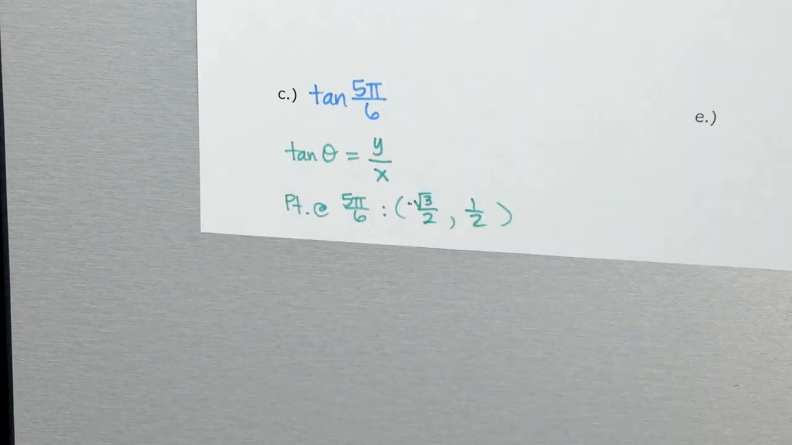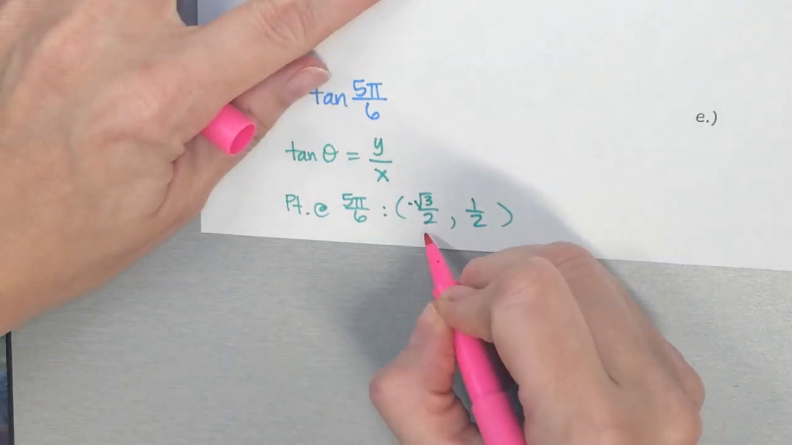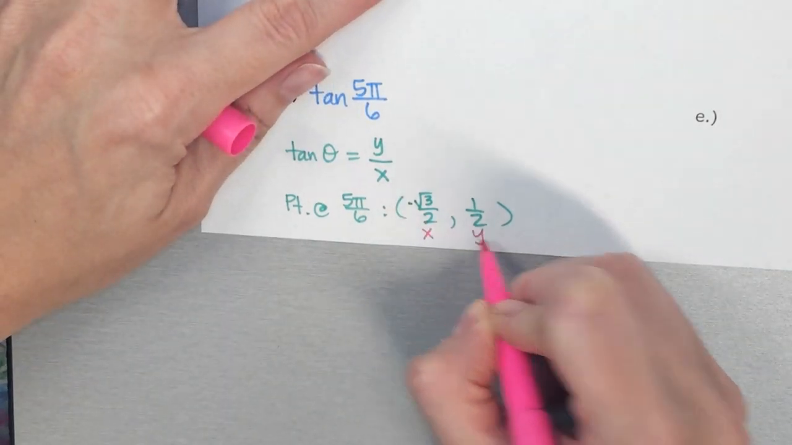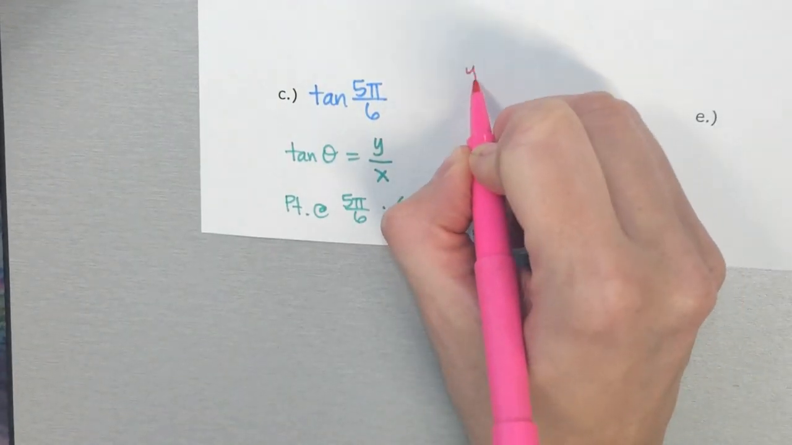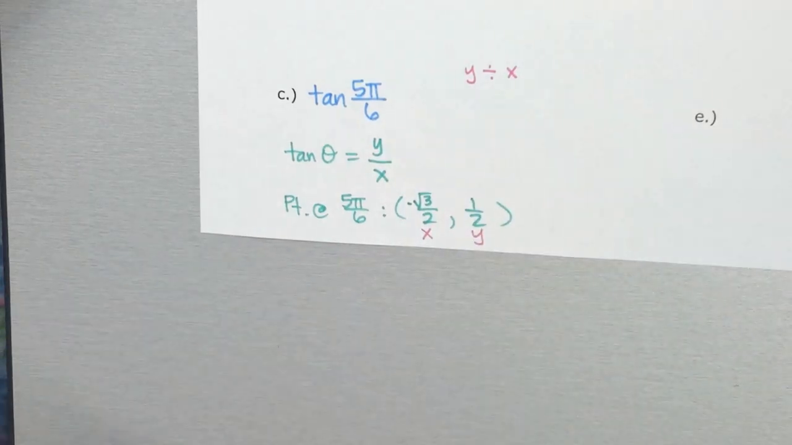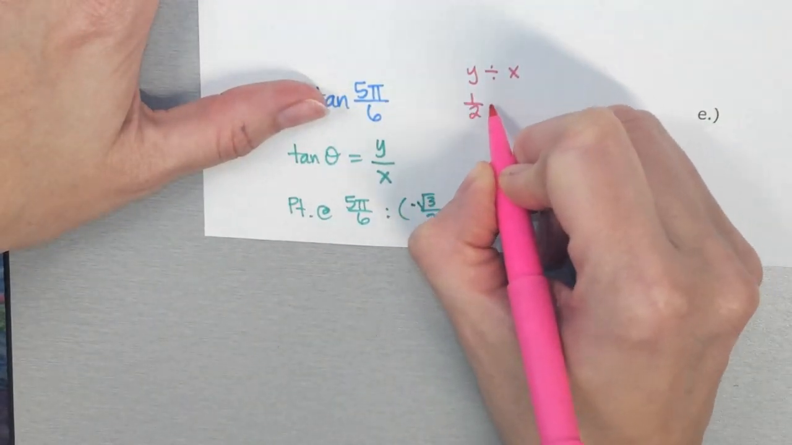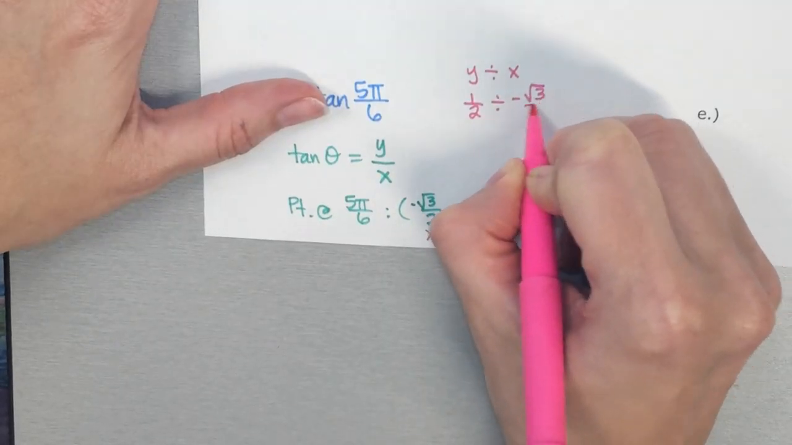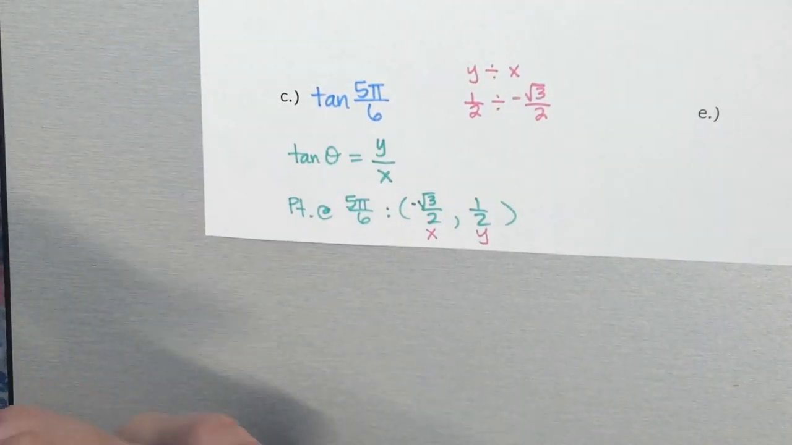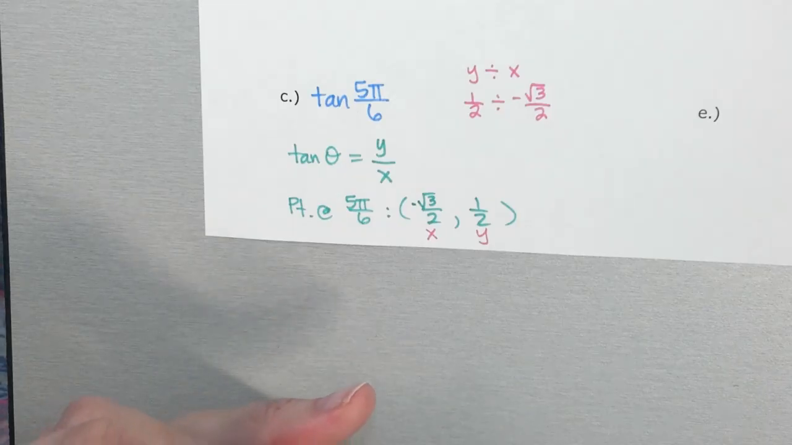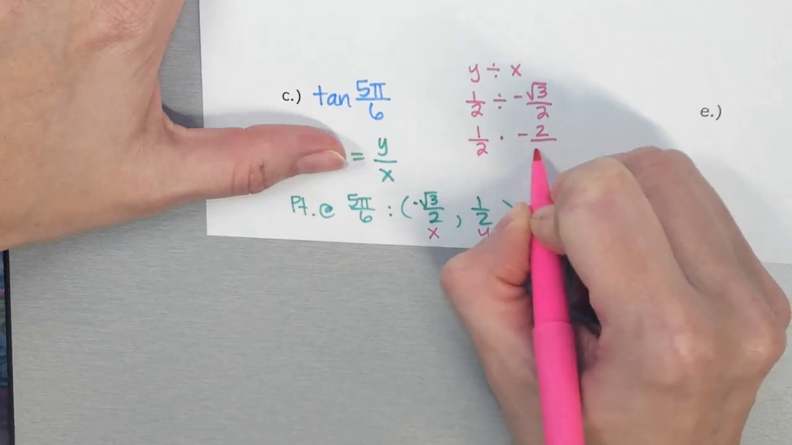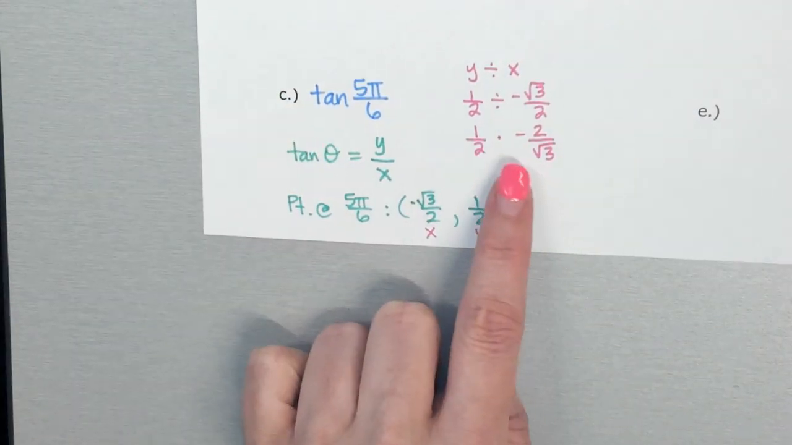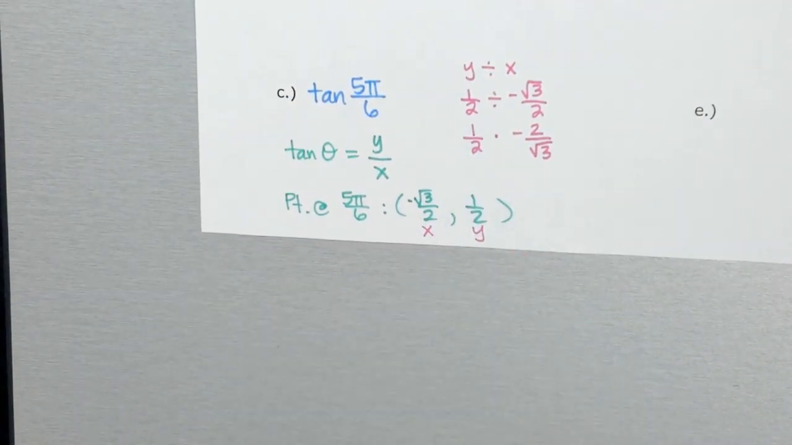Okay, so in order to find your tangent, if this is your x and this is your y, you just have to do y divided by x. When you're dividing two fractions, 1/2 divided by negative root 3 over 2, what's the rule with dividing fractions? Yeah, so we're just going to keep, change, and flip. When you're doing this out, you can skip right to multiplying by the reciprocal.